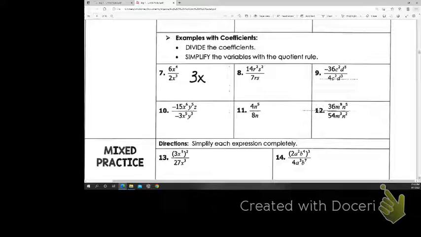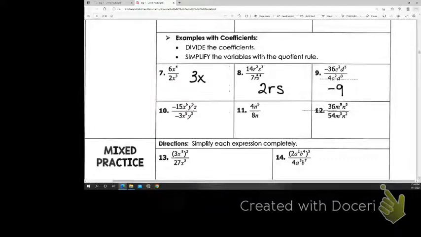Keep in mind the ones without exponents have 1s, so this would be 2, and then r and s. Or you could say r to the first, s to the first. But you do take 1 off of each of those for the r and the s that was in the denominator. Negative 36 divided by 4, negative 9.